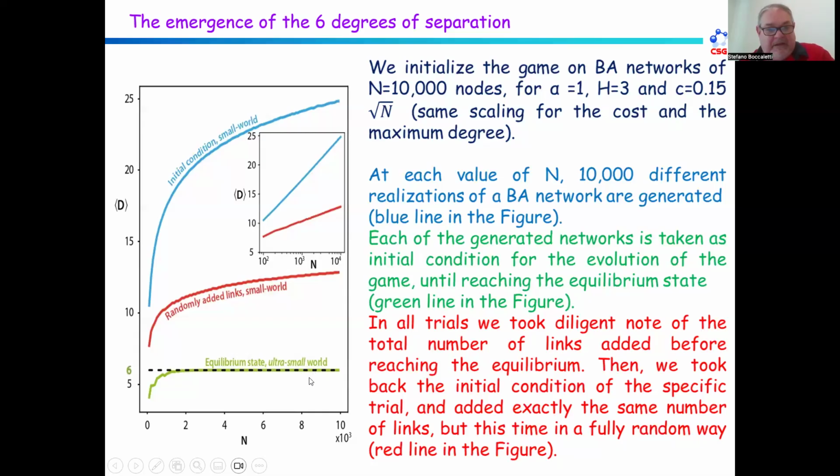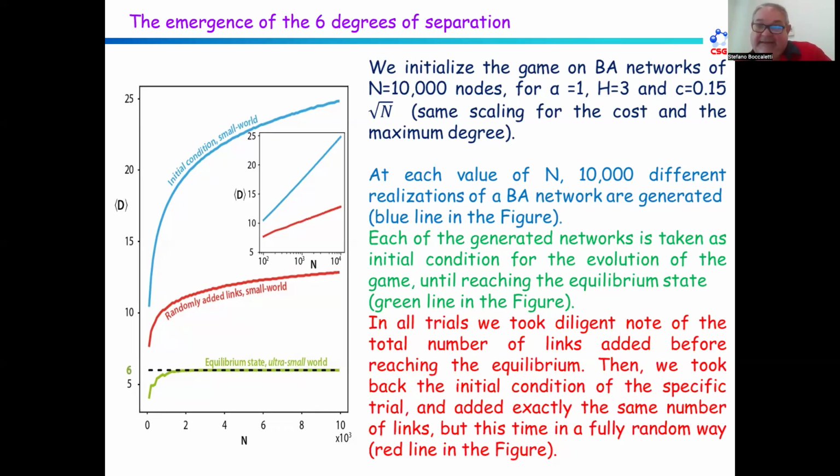set. One can question, and a very good referee questioned us saying, okay, but if you start from an initial condition and you arrive at a different configuration, you're changing the density of the network because you're adding links and removing links. So it's evident that also the average distance is affected by a different density. So what we did, we went back to the initial condition. We repeated the game up to obtaining the Nash equilibrium, but then we took note of how many links were added and how many were removed.